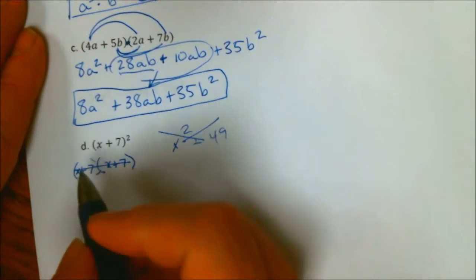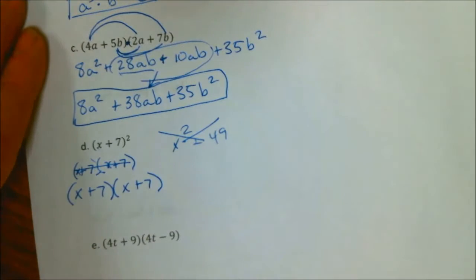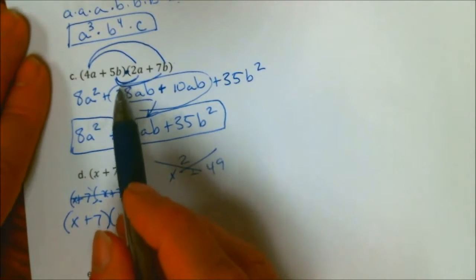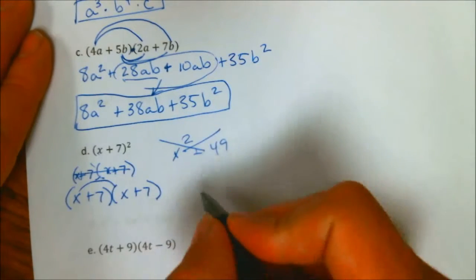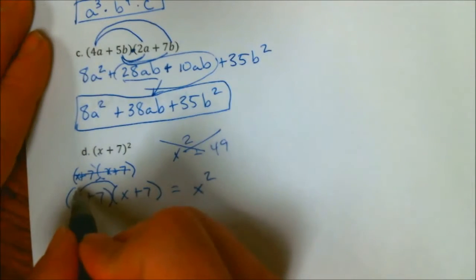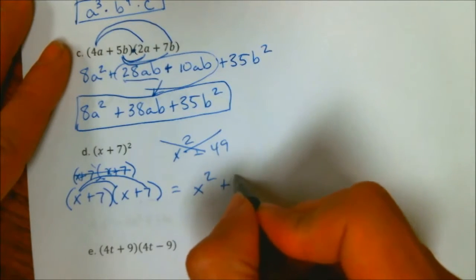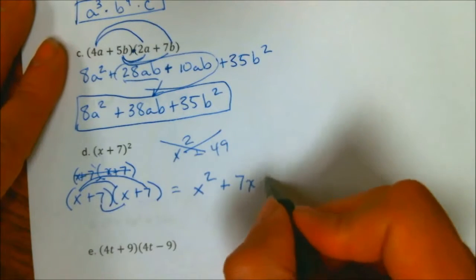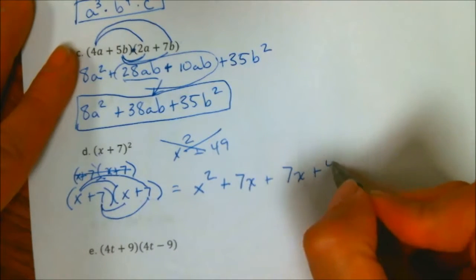Let me make that a little easier to read. X plus 7 times x plus 7. Just like that. So, I multiply once again, just like up here. I'm going to distribute each term in here with each term in here. X times x is x squared, just like up there. Here's the difference. I also have to distribute this x to the 7. 7 times x is a positive 7x. And I have to distribute this 7 to this x, another positive 7x. And 7 times 7 is 49.